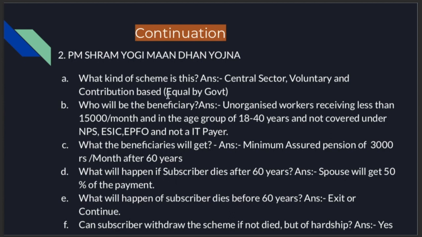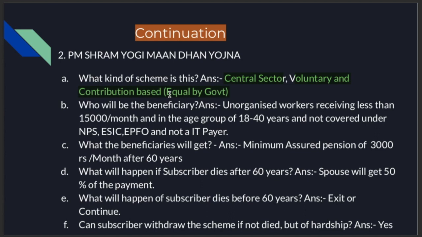Now, what kind of a scheme is this? This is a central sector scheme, voluntary and contributory. Contributory simply means that if you contribute 100 rupees, then the government will also contribute an equal amount, that is 100 rupees: 100 rupees of yours and 100 rupees of the government. Therefore, it is called an equal contribution based scheme.